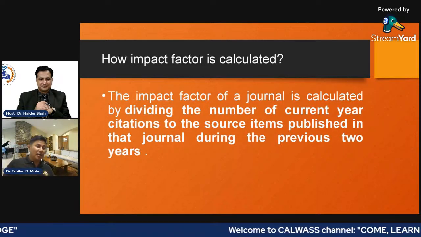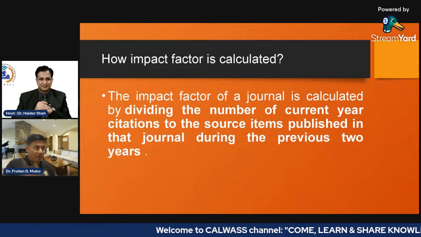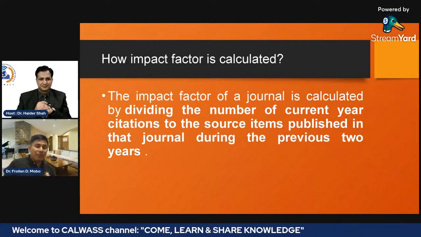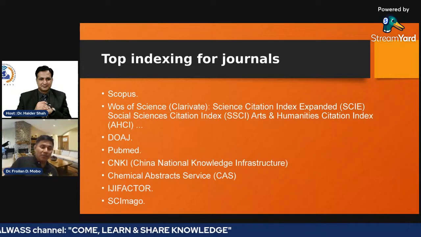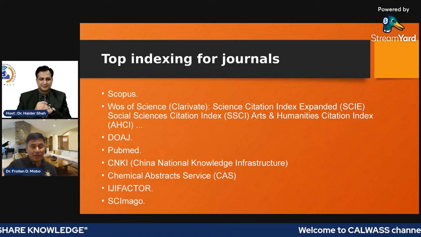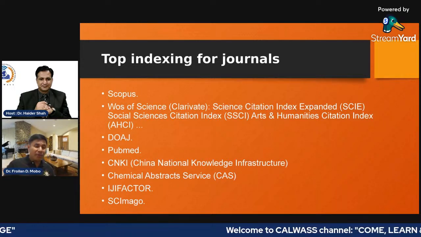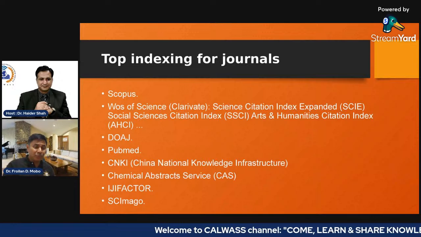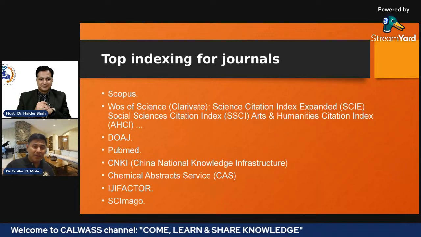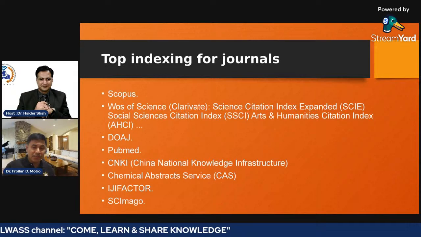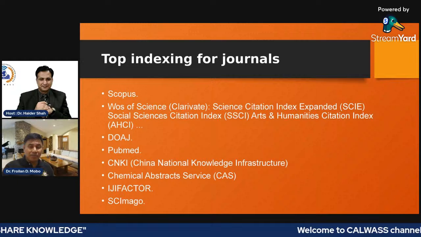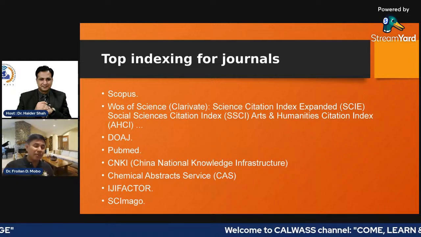So it's very important always to check if the journal is still active with the Web of Science or Scopus. Top indexing for journals, for example, we have the top two: Scopus, and under the Web of Science, Clarivate, we have the Science Citation Index Expanded, the Social Sciences Citation Index, and the Arts and Humanities Citation Index, which is being considered as one of the best indexing.